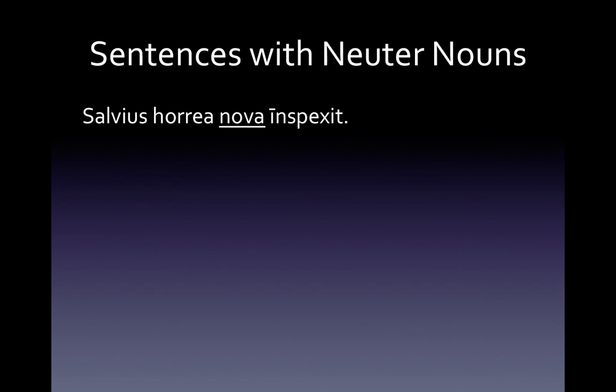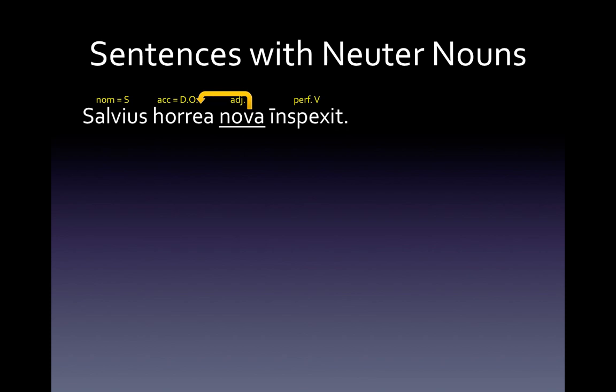Therefore, it is modifying horea. Okay, now let's label our subject. Salvius is nominative singular, second declension, so that's our subject. Horea has to be neuter accusative plural because Salvius is taking up the nominative position. Salvius is the subject, forcing horea to be the direct object.